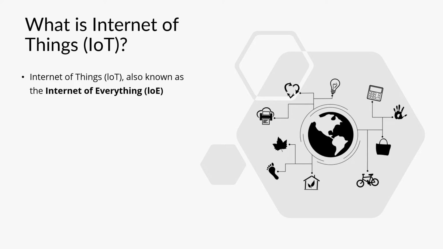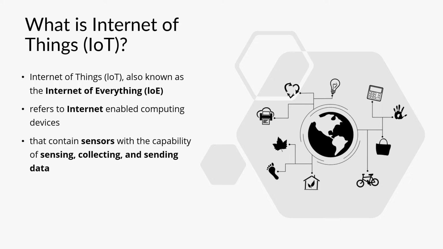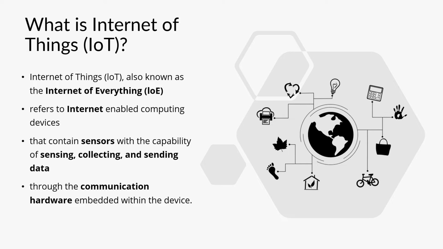The Internet of Things, also known as the Internet of Everything, refers to Internet-enabled computing devices that contain sensors with the capability of sensing, collecting, and sending data through the communication hardware embedded within the device. So to synthesize and understand all this better, IoT devices are Internet-enabled devices which contain sensors which pick information about their environment. And these devices have the ability to send this information over a network. So from this definition, a couple of key terms come up. Let's look at some of these key terms.